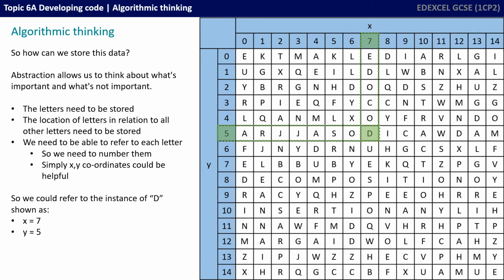So when we're looking at this instance of the letter D, for example, we know that x is 7 and y is 5. And it will make deciding which letters to check next much easier, because we can refer to them by their numbers or their coordinates.